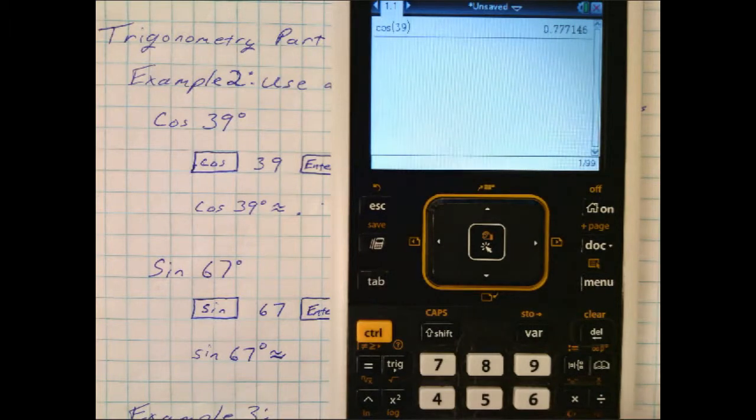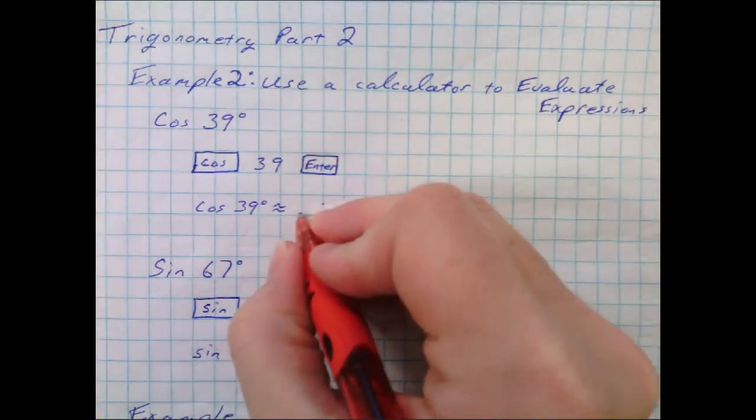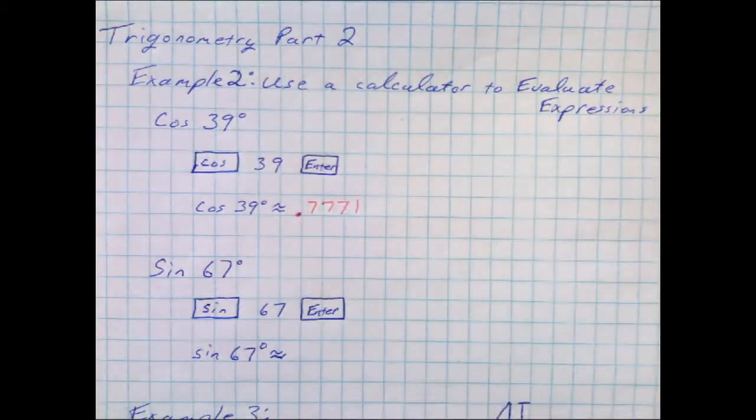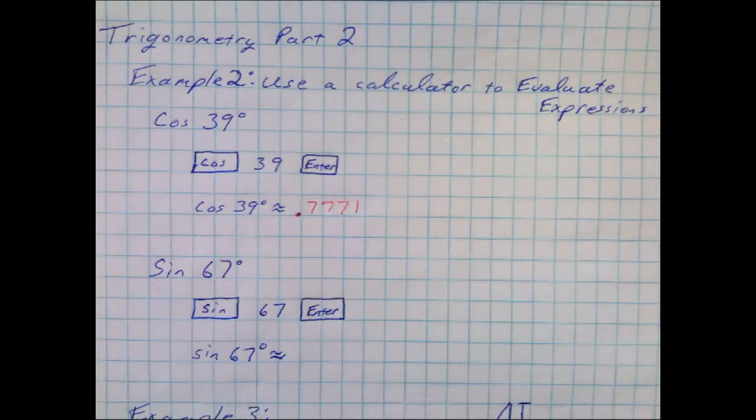Then it brings up our value for us. For these, we're going to round to the nearest 10,000th place, which is 4 decimal places. So we have decimal 777, and then we're looking at the 1. 4 is less than 5, so we're going to leave it as a 1. So the answer here we have is decimal 7771.